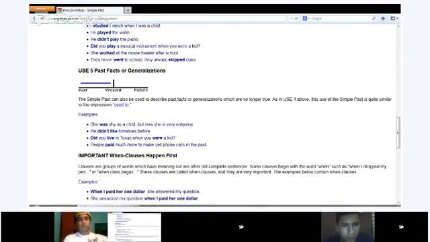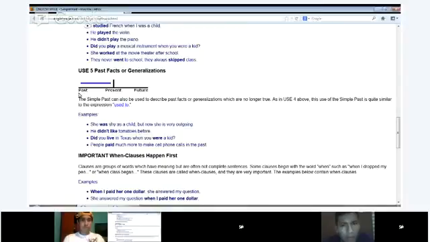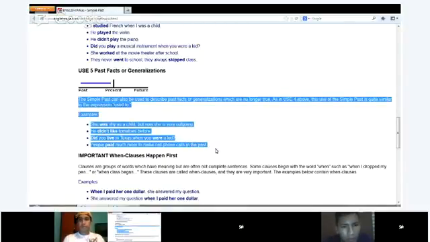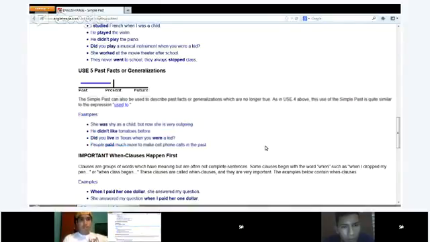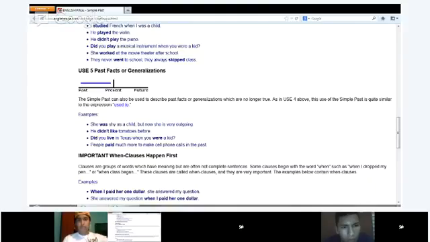Alvis, go ahead and read use number 5. I'd like for you to read this sentence as well as the examples. Use number 5, past facts or generalizations. The simple past can also be used to describe past facts or generalizations which are no longer true, as in the uses above. This use of the simple past is quite similar to the expression used to. Examples: She was shy as a child, but now she is very outgoing.